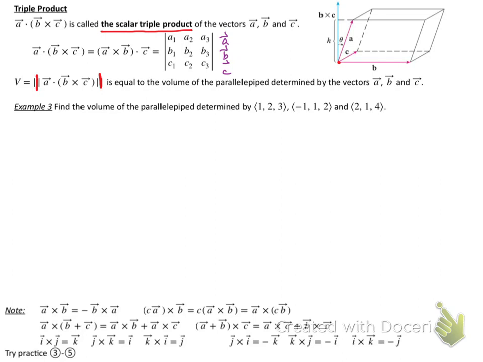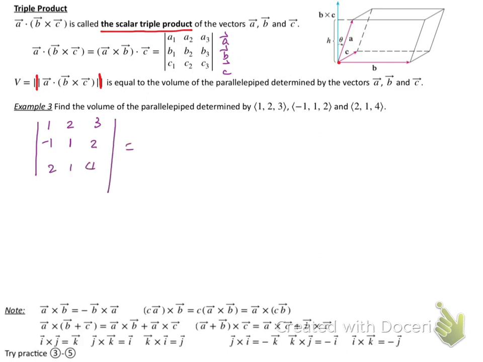Now let's see. Example 3. Find the volume of the parallelepiped determined by 1, 2, 3, negative 1, 1, 2, and 2, 1, 4. So pretty much all you need to do is to just put the 3 vectors in your determinant. Negative 1, 1, 2, and 2, 1, 4.